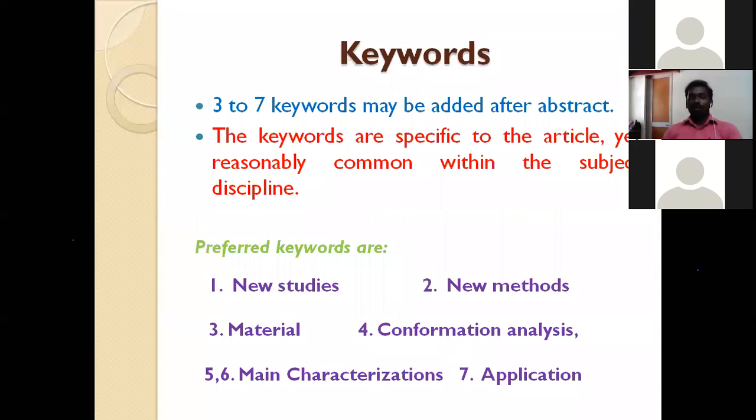When we talk about the keywords, you can use 3 to 7 keywords in the abstract. The keywords are specific to the article and common only within the subject discipline. So you must provide keywords which are related to your subject. Keywords can be given using these criteria.